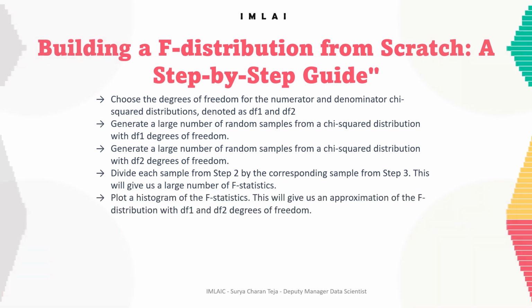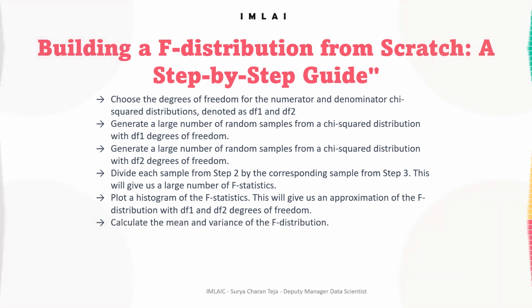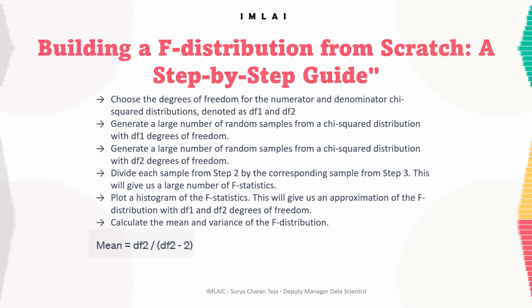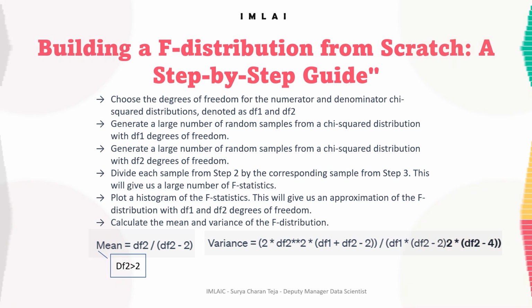Once you have the F statistics, you have to plot a histogram of the F statistics. This will give us an approximation of the F distribution with df1 and df2 degrees of freedom. Then we calculate the mean and variance of the F distribution. The mean is df2 divided by df2 minus 2, and you use it if and only if df2 is greater than 2. And this is the formula for the variance.